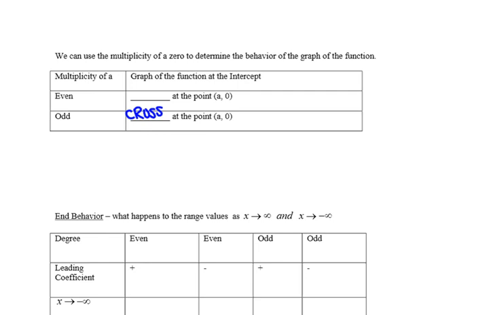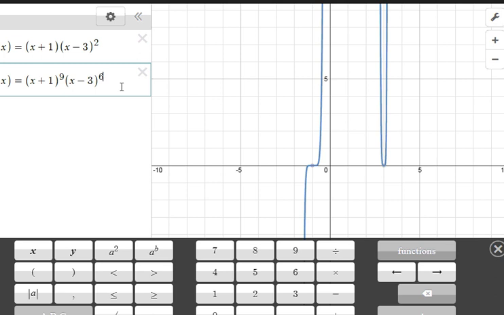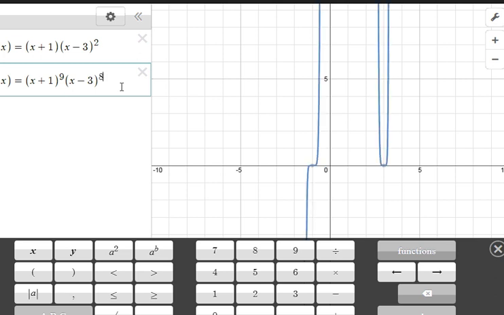Now, let's talk about it being even. So let's go back to Desmos again. Notice with x minus 3 squared, it is coming down and going back up. Let's try to the 4th. Again, you can tell it's coming down, but it's going back up, never crossing. Let's try to the 6th. Exactly the same.